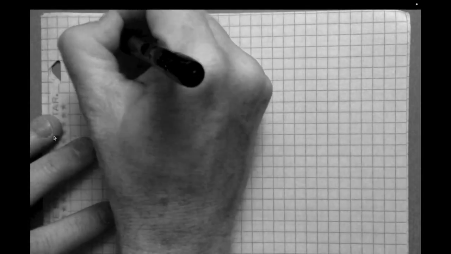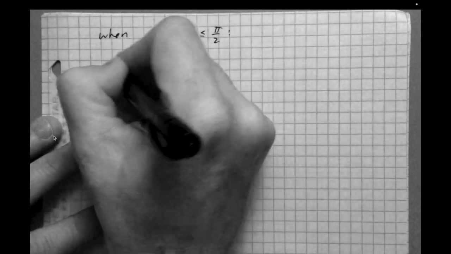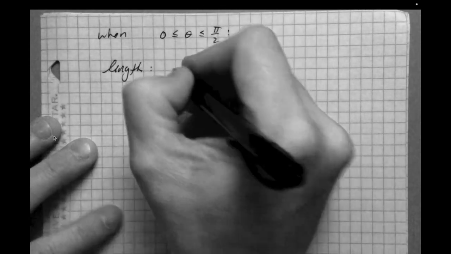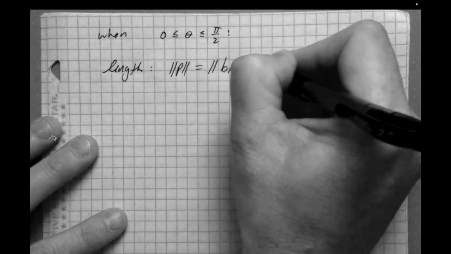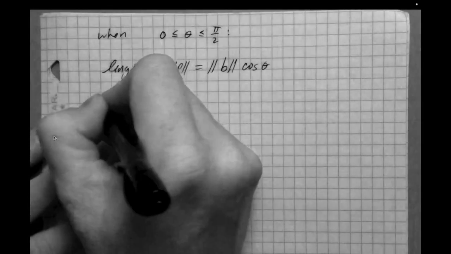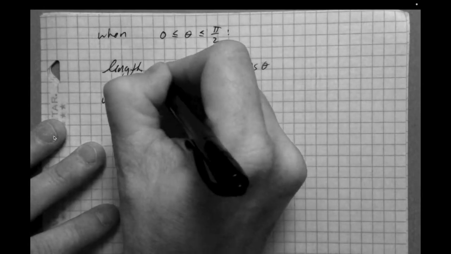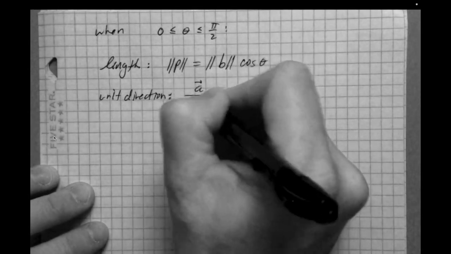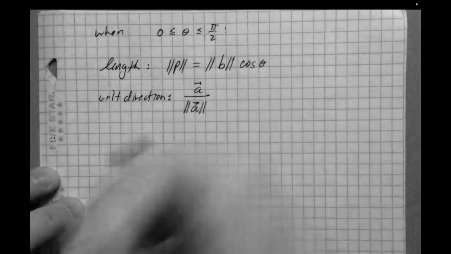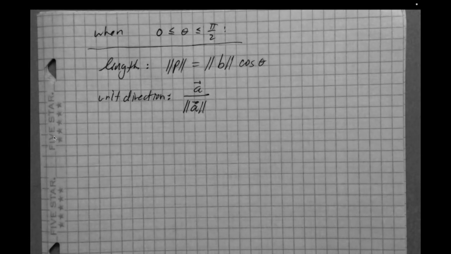Let me summarize that. When 0 is less than or equal to theta, which is less than or equal to pi over 2, then the length of P is given by the norm of B times cosine of theta. Right, and the unit direction, meaning just a vector that's a unit vector that tells us the direction, is given by, take the vector A and make it into a unit vector, i.e. divide by its norm. Okay, this is for when theta is an acute angle.